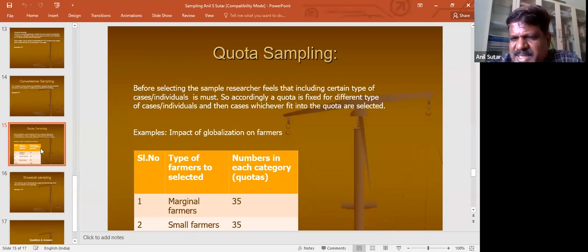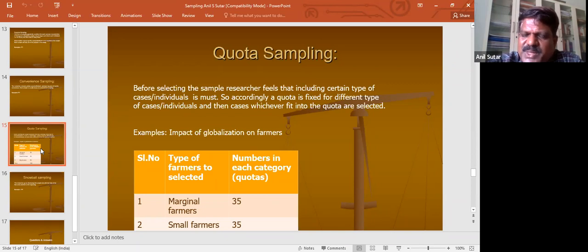So in quota sampling, you can say that your purpose of research is to study the impact of consumerism on households in Mumbai, and households in Mumbai are quite diverse. In order to capture that diversity, to give representativeness to all the households, I am dividing households into three groups: high income group households, middle income households, and low income households. Then from each group, I am selecting, suppose, 100 households, so 300 is going to be my sample. You are getting my point. This is the quota sample.